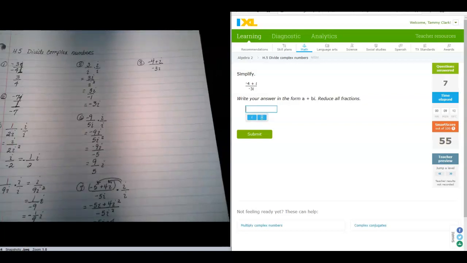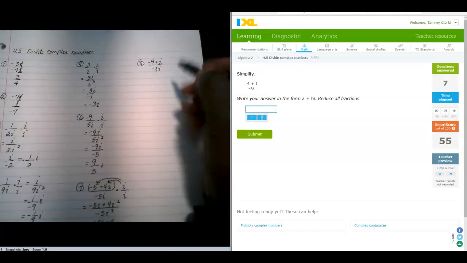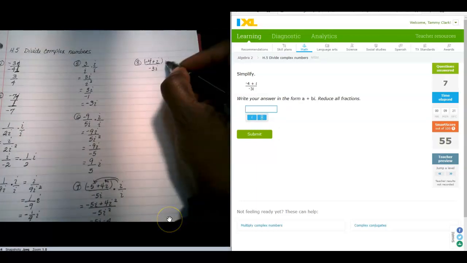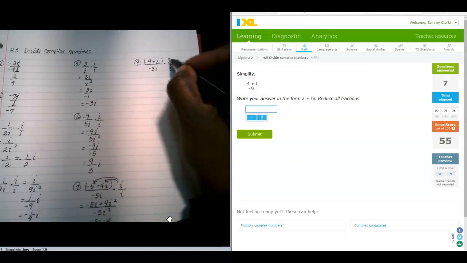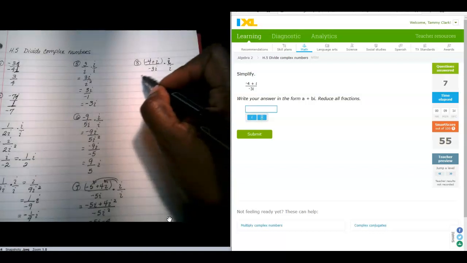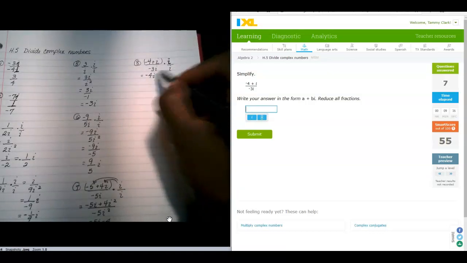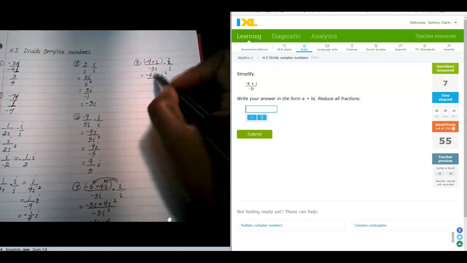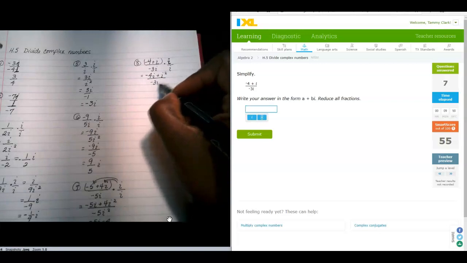All right, our next question is negative 4 plus I divided by negative 3I. So again, we are going to multiply by I in the numerator and the denominator. This is not a 2, this is an I. I'm going to try to do better with that. Okay, so we've got I multiplied by negative 4, which is negative 4I. And then we've got I multiplied by I, which is positive I squared. And then in the denominator, we've got I multiplied by negative 3I, which is negative 3I squared.